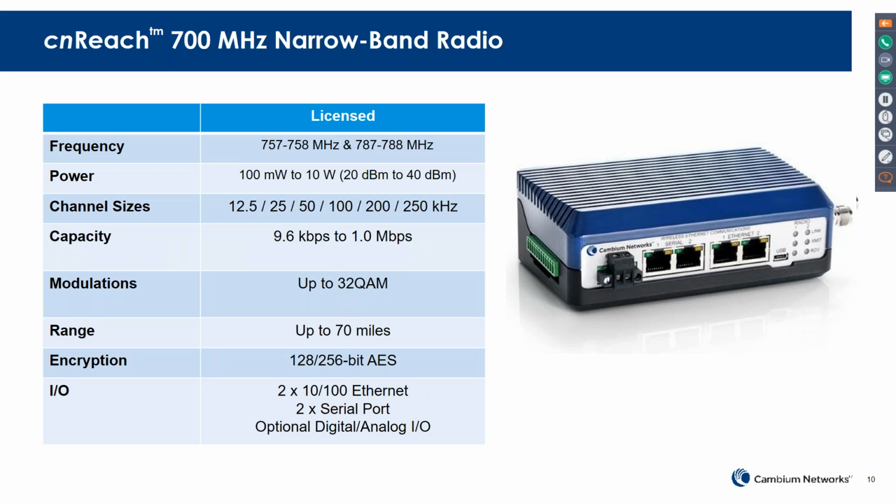And we have this 700 megahertz narrowband radio. Same thing, different capacity, different channel size. And this one, again, can do single radio port or dual radio port. The maximum capacity is 1 megabit per second.